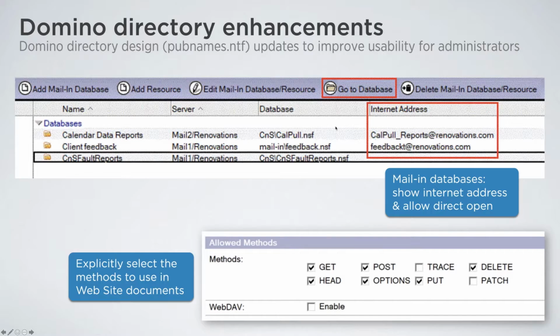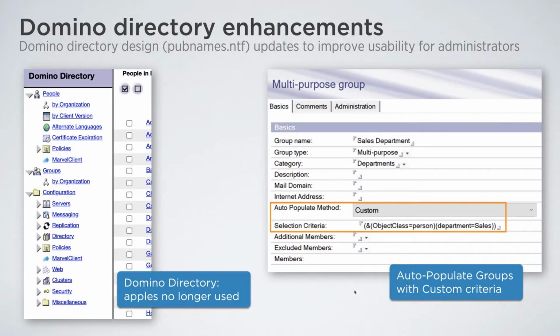A similar thing is for mail, for views with mail in databases. Simply click and open the database of the document you are looking at right now. Better configuration of HTTP services. If you access names.nsf through a web browser, you can now do this with full features. No more Java applets are needed.